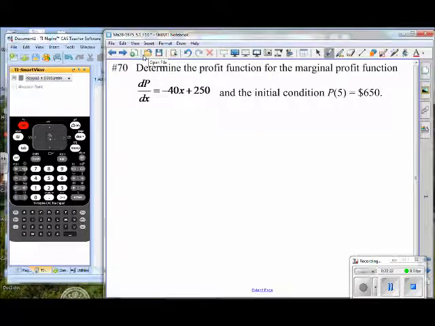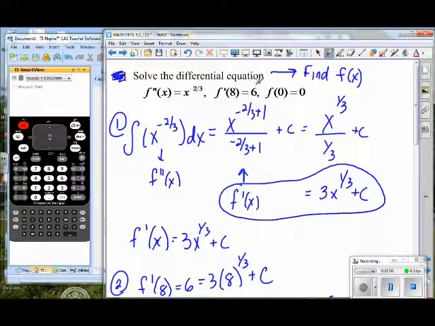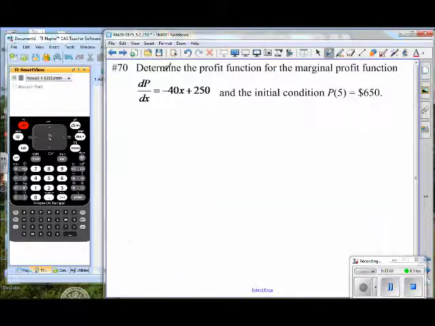Okay, the next problem. I always like to be able to bring some problems to you that relate to your business major. So we have here: determine the profit function for the marginal profit function. Now remember, marginal profit is the derivative of profit. So this is our derivative. And then we have an initial condition, which means that when we have an input of 5, the profit of 5 units, or whatever 5 represents, would be $650. This is no different than the last problem saying solve the differential equation.